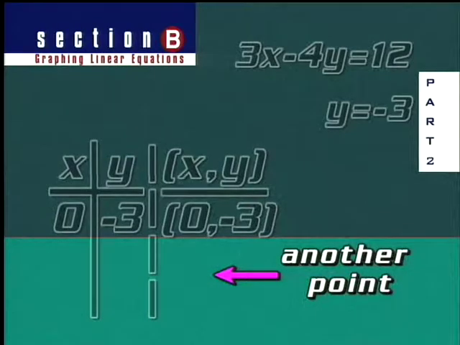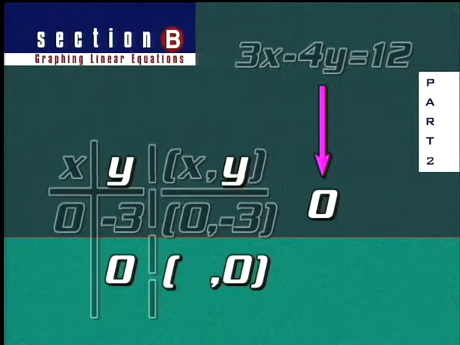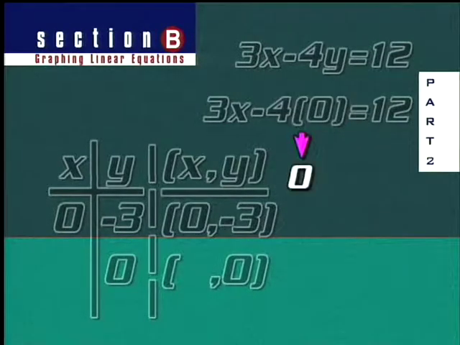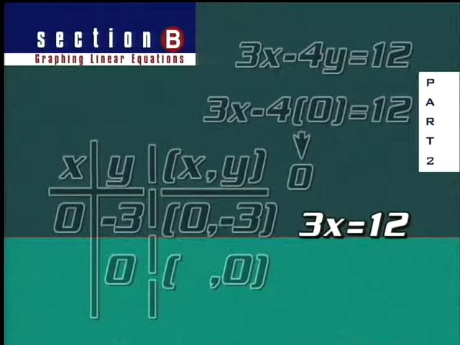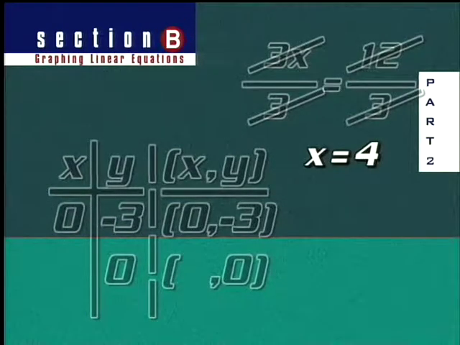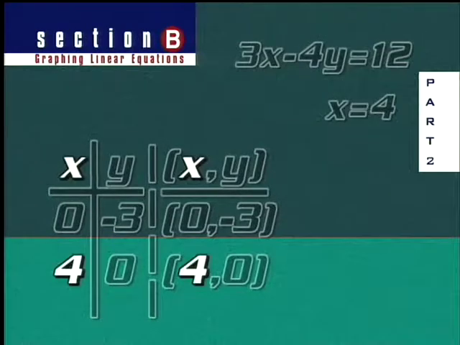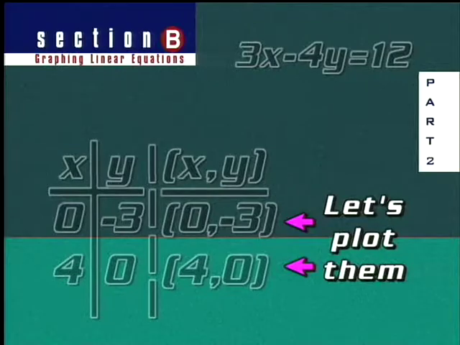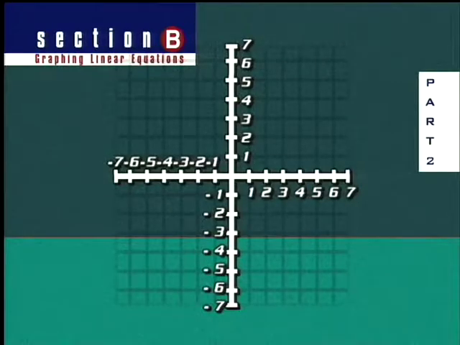Now, let's find another point. If we substitute 0 for y, we get 3x minus 4 times 0 equals 12. Well, 4 times 0 is 0, so we get 3x equals 12. Next, divide by 3, and we get an x value of 4. So, our second set of coordinates is 4 for x and 0 for y. Let's plot them. Behold the graph.